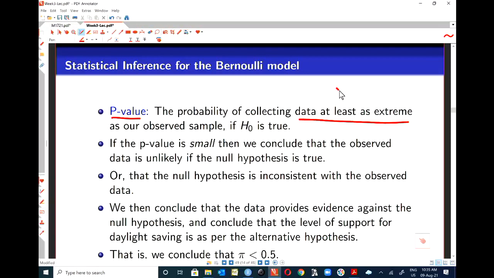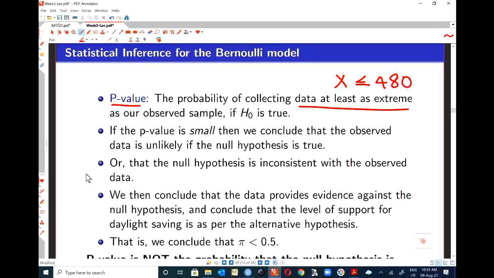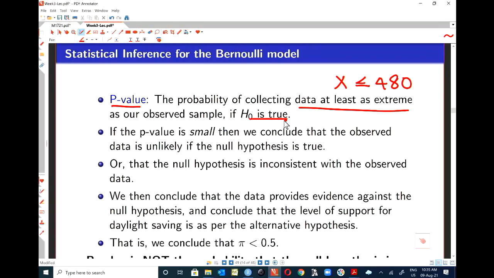Extreme in my case is going to be X. I've got 480, so less than or equal to 480 is more extreme. And I'm going to see what the likelihood of that is, assuming that my null hypothesis is true. In other words, assuming that pi actually is equal to 0.5. Look at the coin tossing example. If I toss a coin 10 times and I get 3 heads, I want to know what's the probability of 3 or fewer heads if the coin is fair, if the probability of heads is 0.5. That's what I call a p-value here.